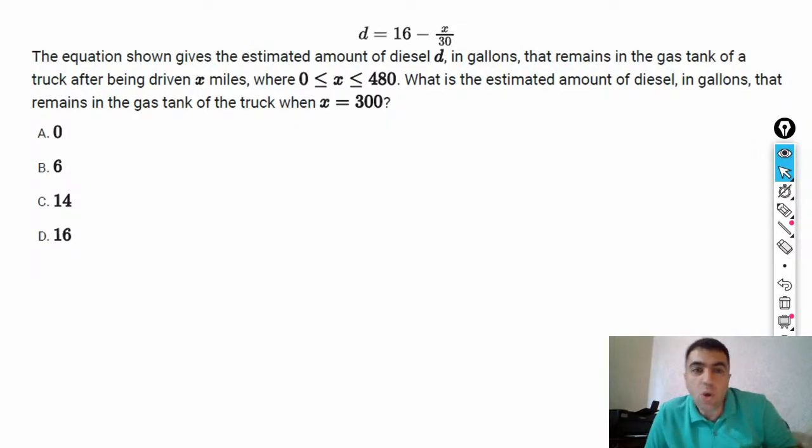The equation shown gives the estimated amount of diesel D in gallons that remains in the gas tank of a truck after being driven X miles, where X is between 0 and 480. What's the estimated amount of diesel in gallons that remains in the gas tank of the truck when X is equal to 300?